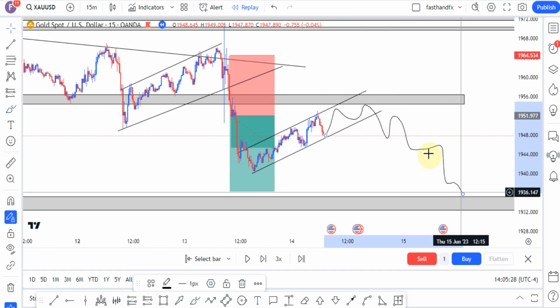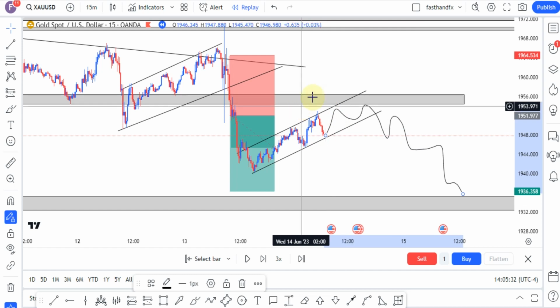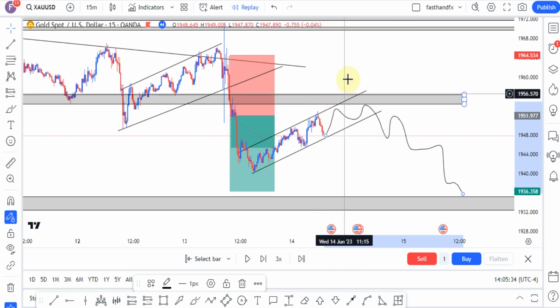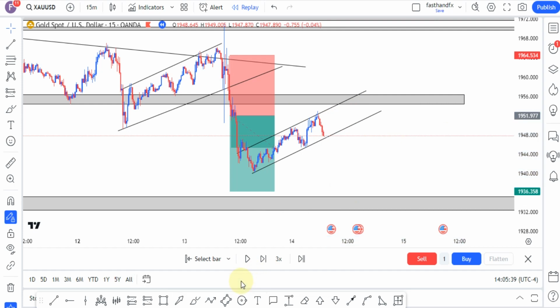Probably, if the market doesn't break below this area but does break above this area, then we should be looking for buys. So let's see, guys, what happens. Let's see if the market respects our setup, and let's see if these patterns are being respected.